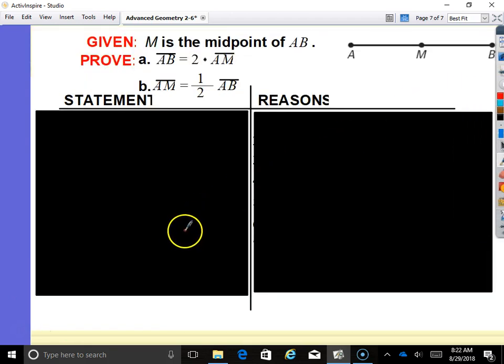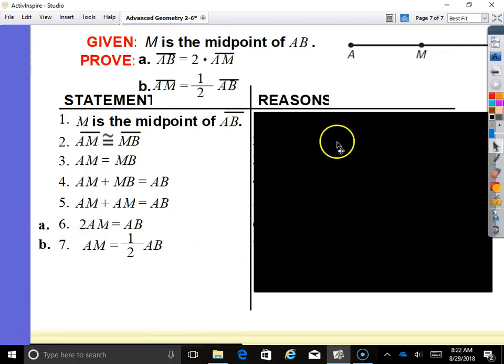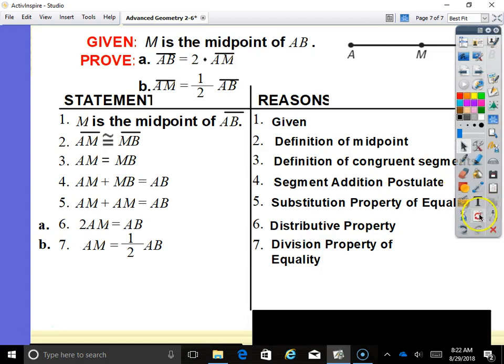Oh, I gave myself more room on the next page. That would have been nice. And there it is. Okay. Nice and neat.